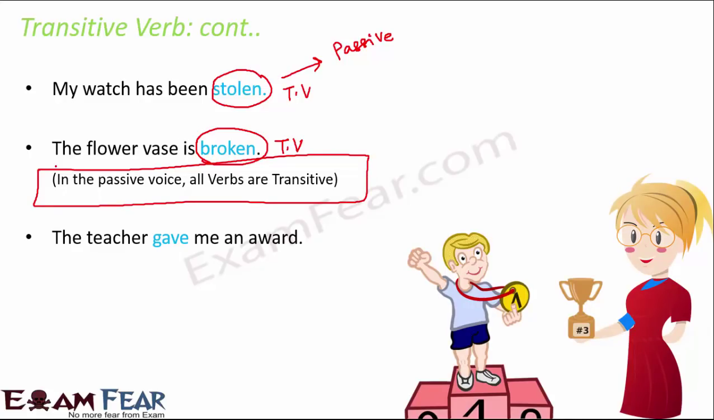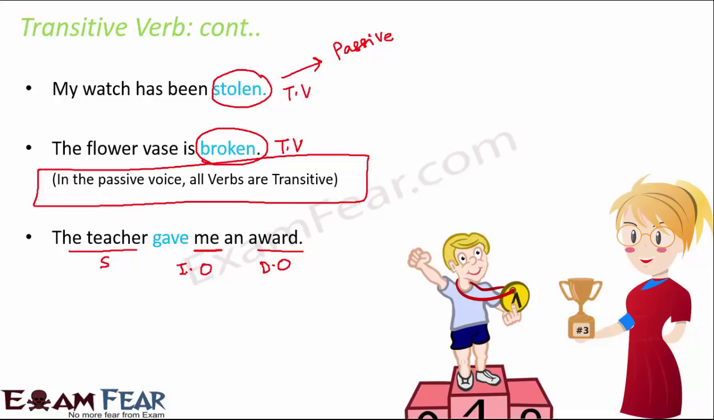The teacher gave me an award. So in this case, the verb is gave. Obviously, gave shows an action. Who is giving? The teacher is giving. So the teacher is the doer of the action. So the teacher is the subject here. And what is the teacher giving? The teacher is giving an award. So award is the object here. And whom is the teacher giving an award? The teacher is giving an award to me. So me is also an object here. But in this case, award is the direct object and me is the indirect object.